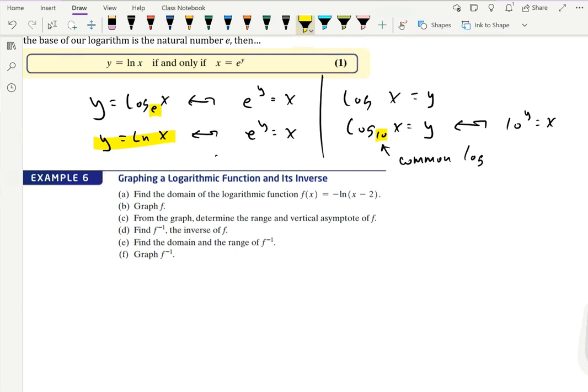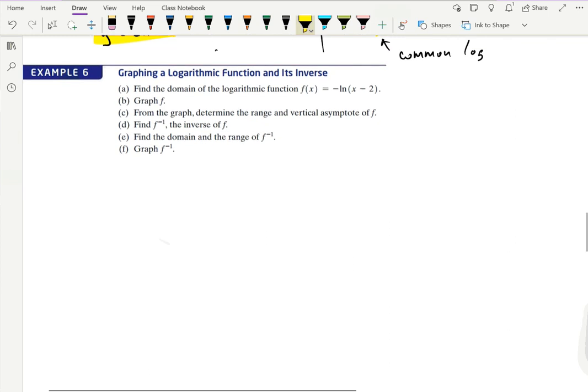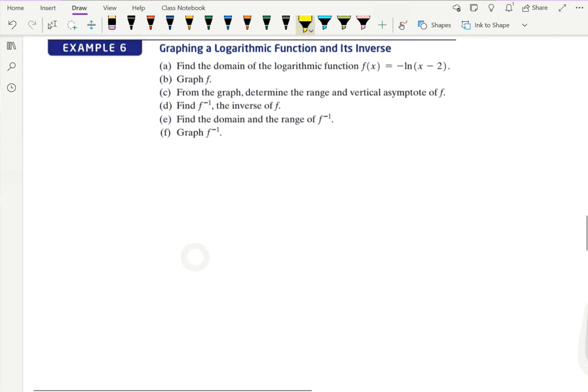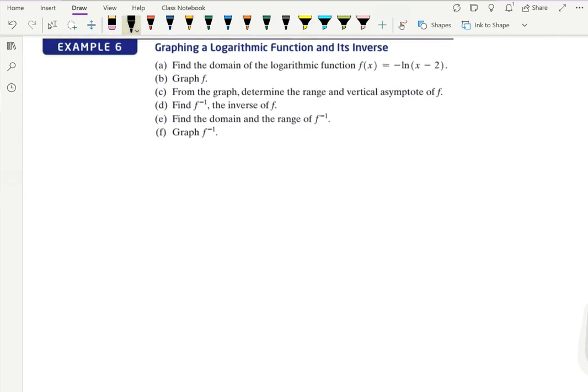If we have the common log, our base that we calculate in is a base 10 system. And so if we don't write the base, then we know it is just log. Okay, so let's take a look at example 6 here and see a variety of things that this is coming up with. So, putting things together. Let's find the domain of the logarithmic function f of x equals the negative natural log of x minus 2.